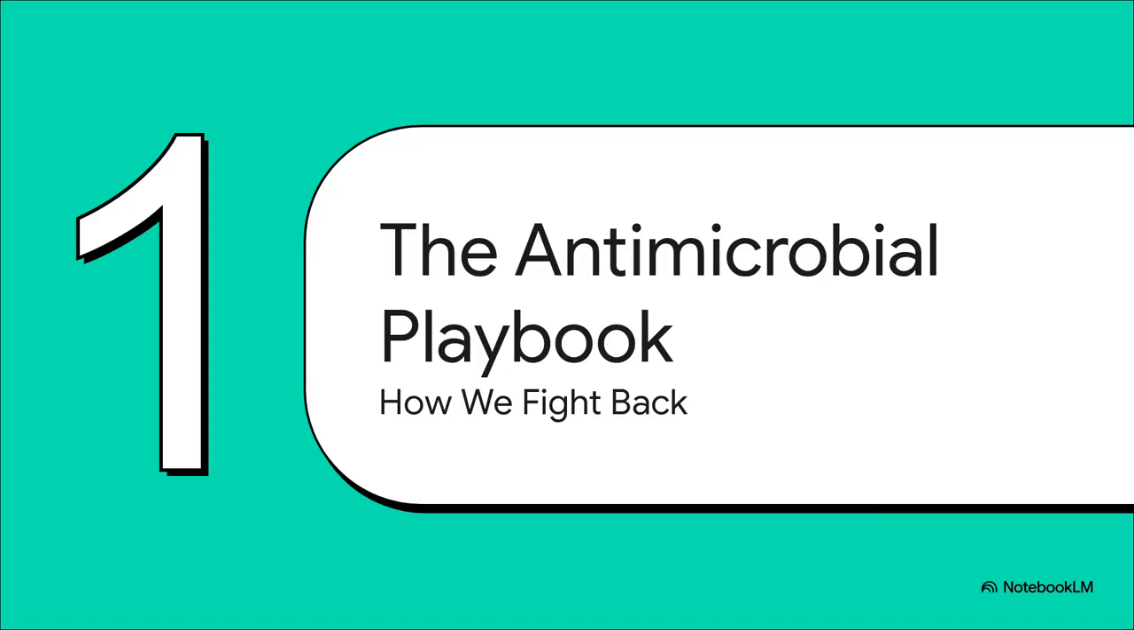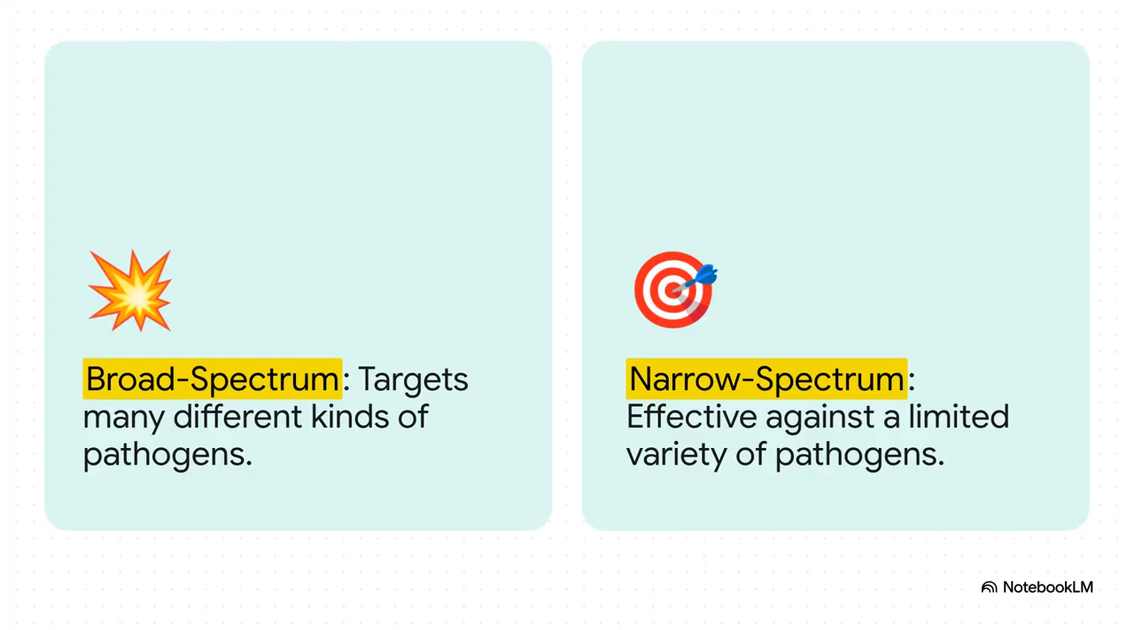All right, so we've got our first weapon. Now we need a plan, right? A strategy. This brings us to the antimicrobial playbook and all the different tactics we use to fight this invisible enemy. First up, you have to choose your approach. Are you going in with a shotgun or a sniper rifle? A broad-spectrum drug is the shotgun. It takes out a whole wide range of different bacteria. It's super useful when you're not exactly sure what you're fighting. A narrow-spectrum drug, on the other hand, is the sniper. It's incredibly effective, but only against a very specific, limited group of pathogens.